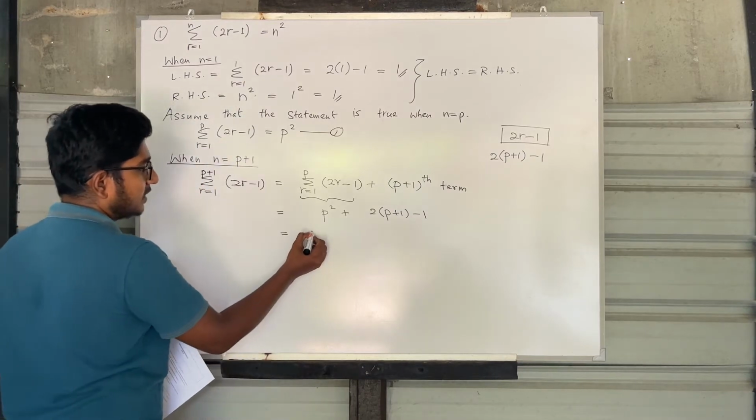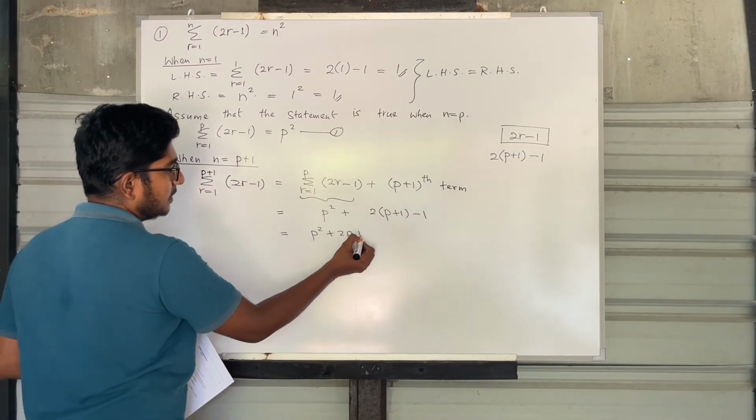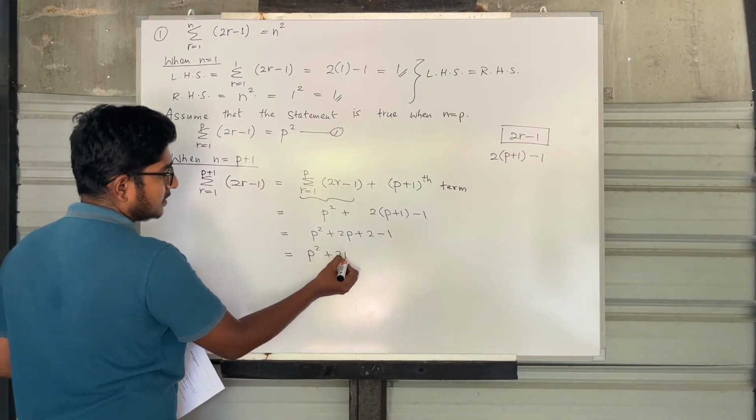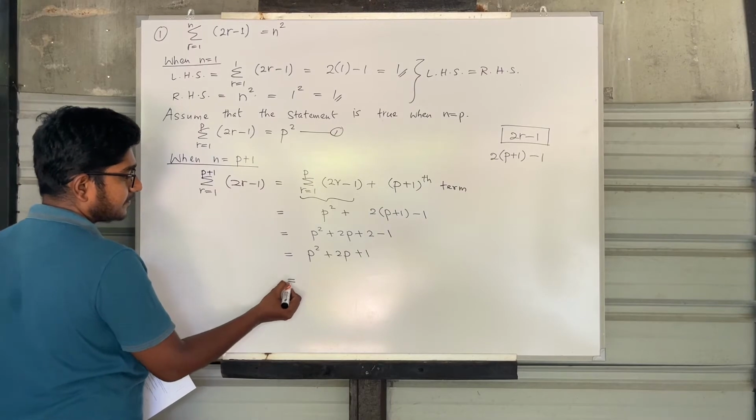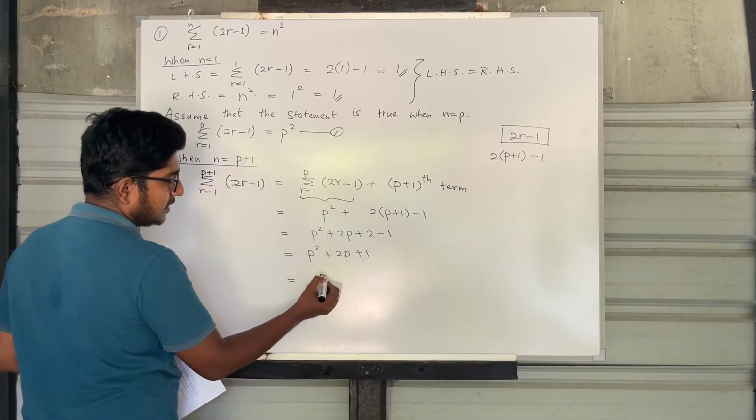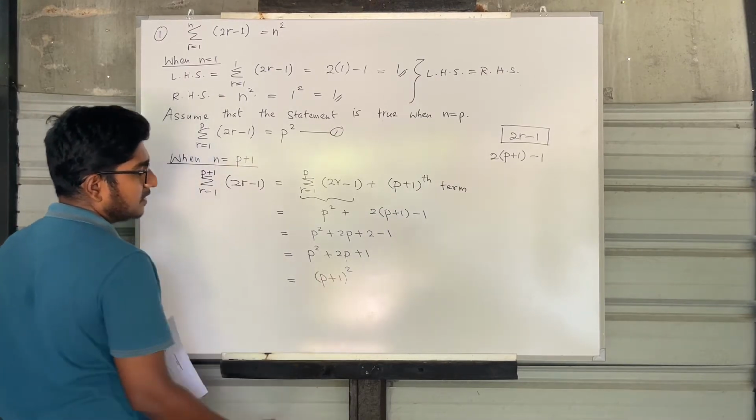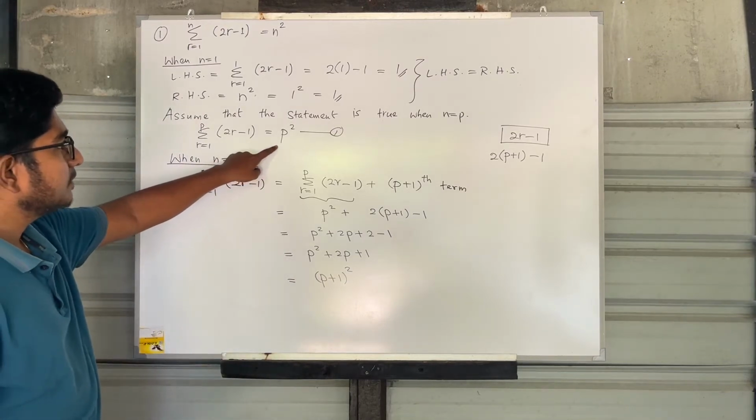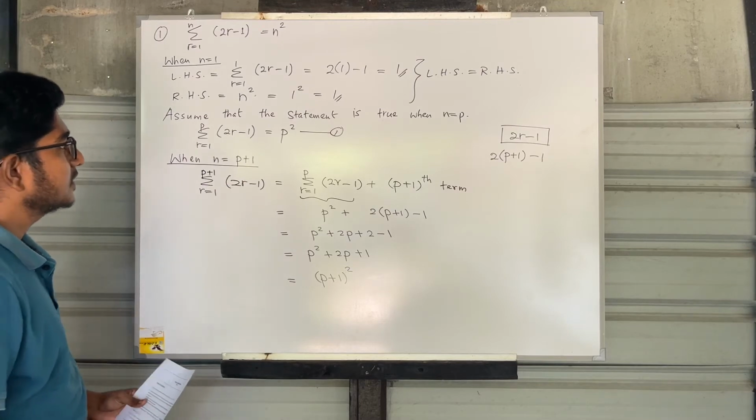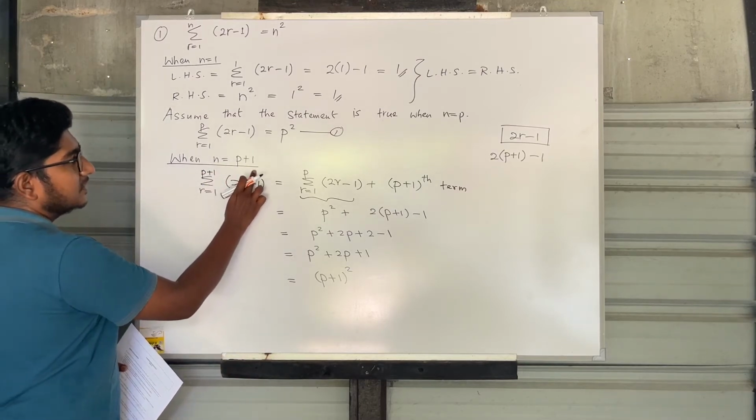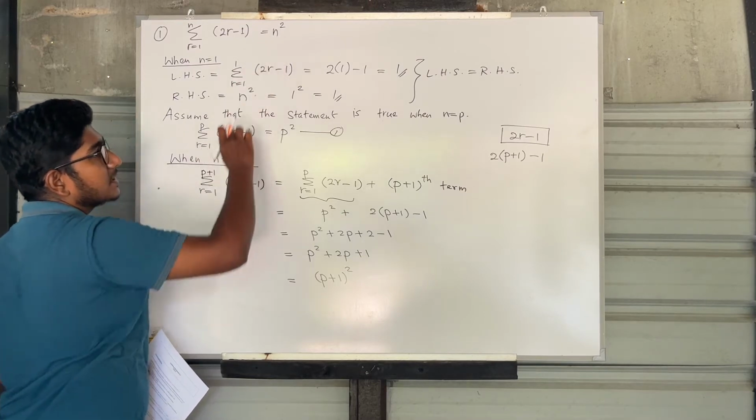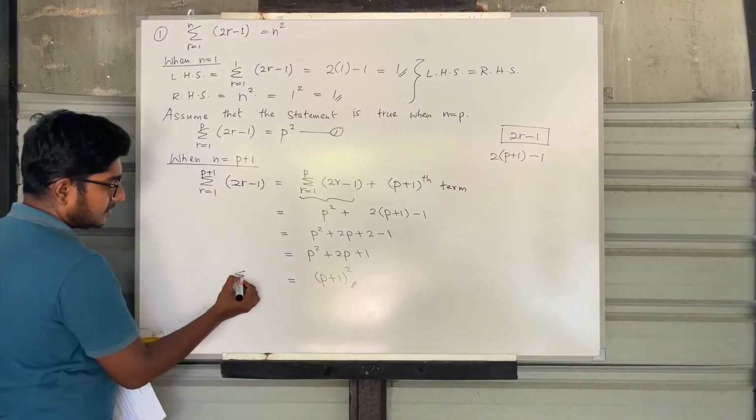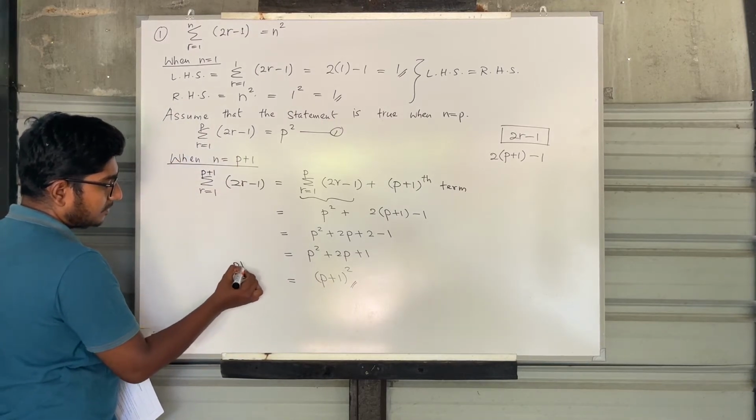Now simplify. I get p squared plus 2p plus 2 minus 1, which is p squared plus 2p plus 1. I can write this as p plus 1 whole thing squared. So what is p plus 1 whole thing squared? That should be the p plus 1th term. When n is p plus 1, this should be p plus 1 squared. So I have obtained the correct answer when n goes to p plus 1.